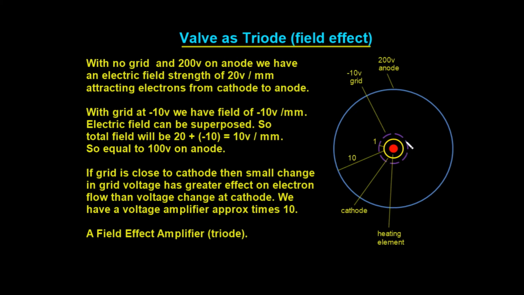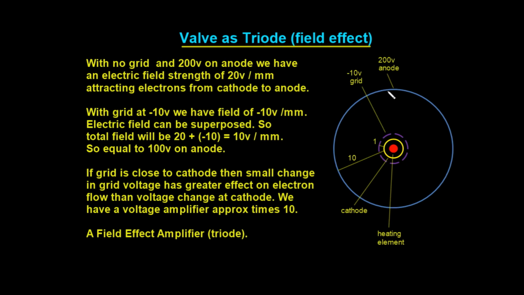So if we apply a voltage to the grid, then we'll have a three-terminal device. We'll have an anode, a cathode, and the grid. This three-terminal device is called a triode. And the beauty of this triode is that it provides amplification. So we're going to have a voltage-controlled current source. Let's see how this provides us with amplification.